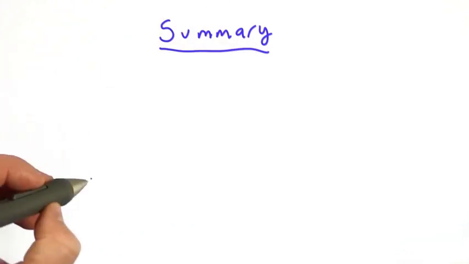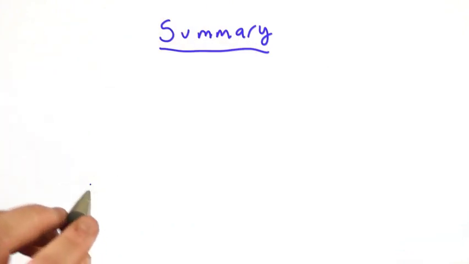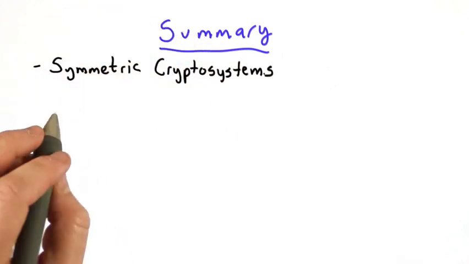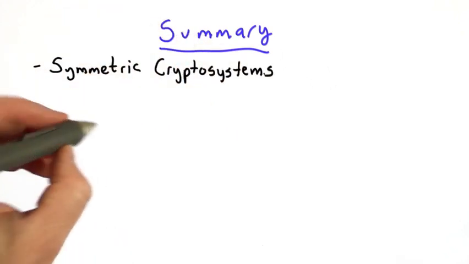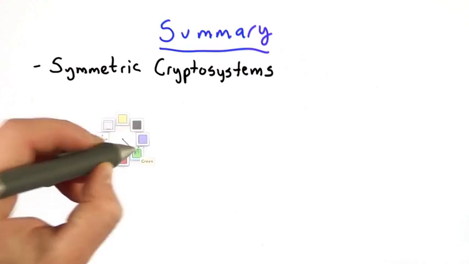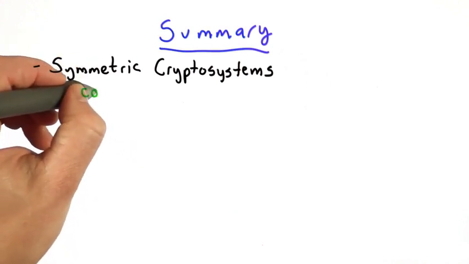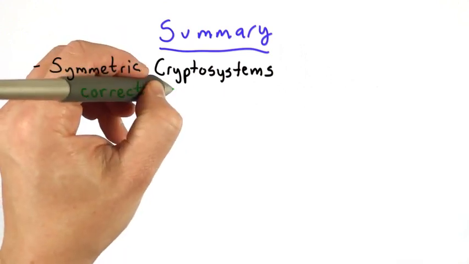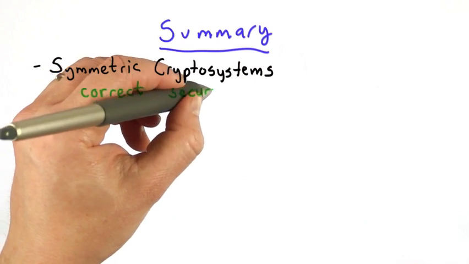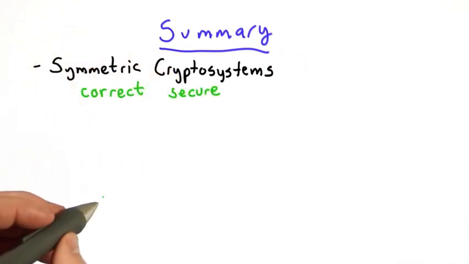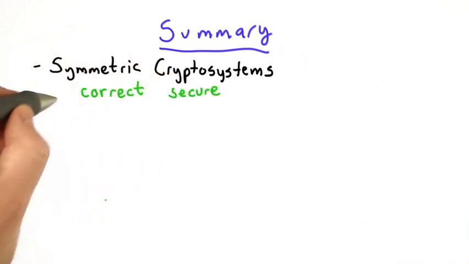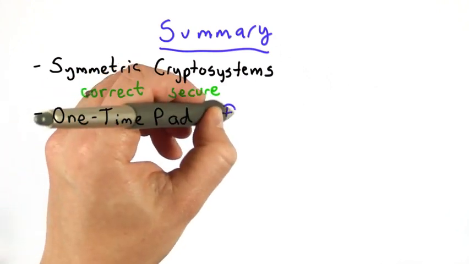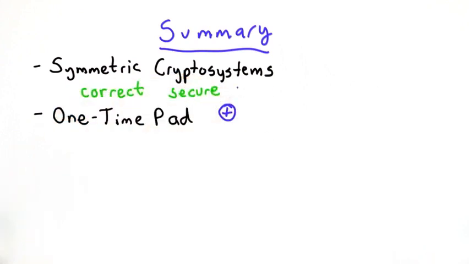So we've reached the end of Unit 1. Let me remind you what we've covered. We covered symmetric crypto systems and introduced the terminology and definitions we need to talk about encryption. In particular, we know what it means for a crypto system to be correct, that encryption and decryption are indeed inverses. Defining security is a much trickier thing, and we talked about ways we could define security for a symmetric crypto system. We introduced the one-time pad, which is a very simple but important crypto system, and it's all based on using the XOR operation.